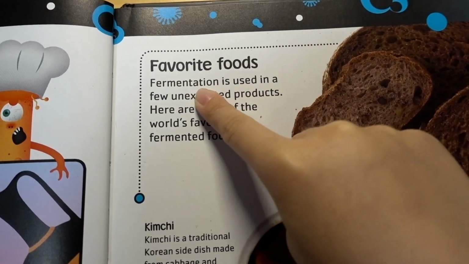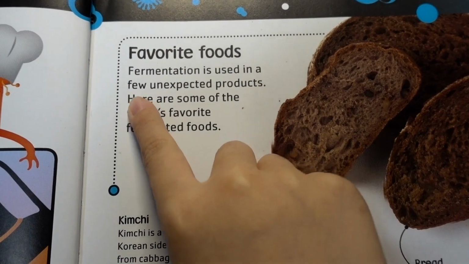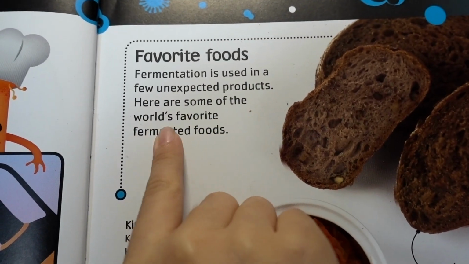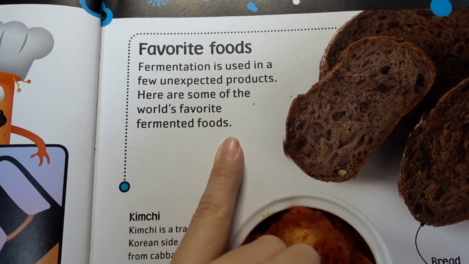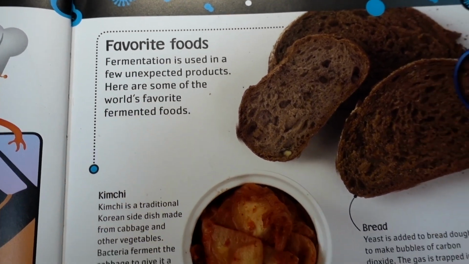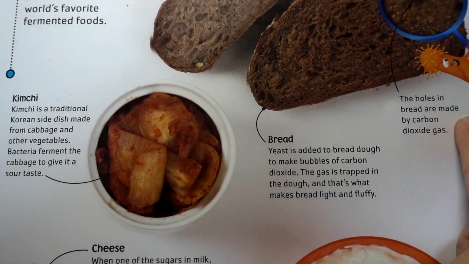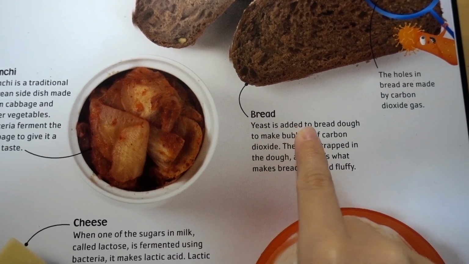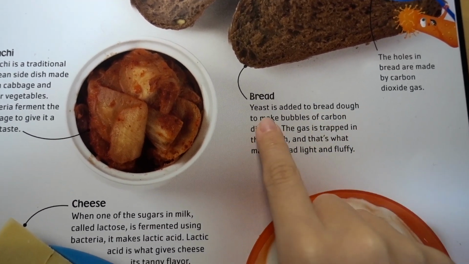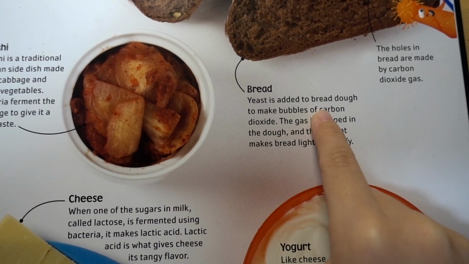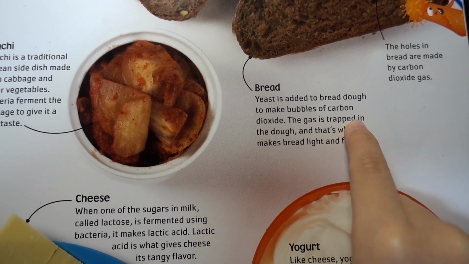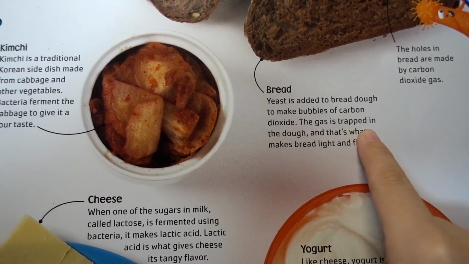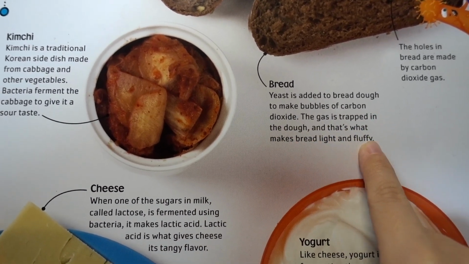Favorite foods. Fermentation is used in a few unexpected products. Here are some of the world's favorite fermented foods. The holes in bread are made by carbon dioxide gas. Bread. Yeast is added to bread dough to make bubbles of carbon dioxide. The gas is trapped in the dough, and that's what makes bread light and fluffy.